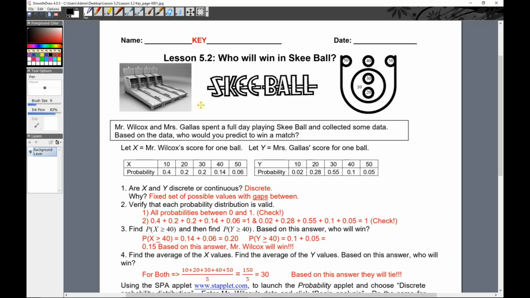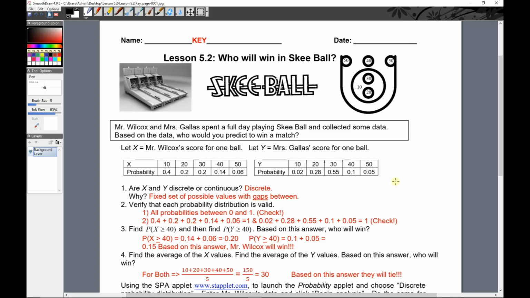All right, so we're going to analyze how things went. We have two random variables. Random variable X is Mr. Wilcox's score for one ball. For example, the probability that he'll roll a ball and get a 40 is 14% of the time, 0.14. Or if he's going to roll a 10, that's 0.4, or about 40%. We have another random variable, Y, for Mrs. Gallus's score for one ball, interpreted the same way. It's set up from the point values of 10 to 50 the same way, but her probabilities are different.